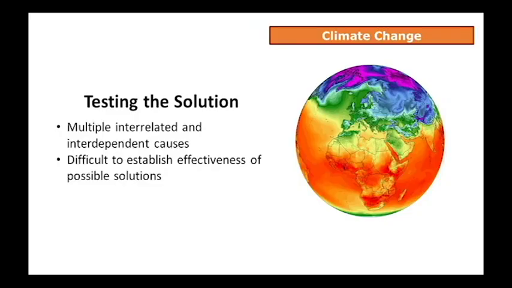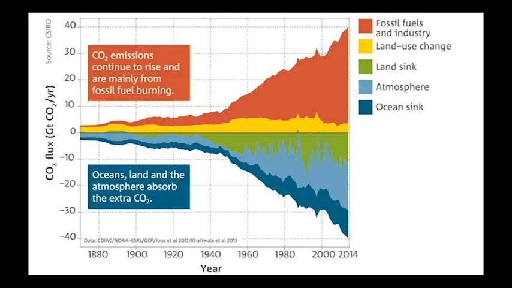When it comes to climate change, testing the solutions is more difficult. Usually there are multiple interrelated and interdependent causes because climate change is happening in different ways around the world, and it's difficult to establish the effectiveness of possible solutions because we don't have those same cause and effect relationships as we do with tame problems. For example, this graph shows a comparison between CO2 emissions and CO2 absorption. If we focus only on reducing CO2 emissions from cars or factories or other things without then planting more trees or providing more areas for carbon to be absorbed, you don't have a full picture of what's going on.